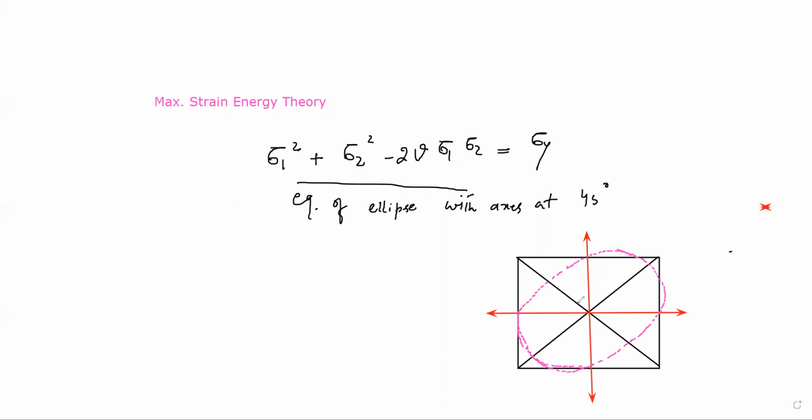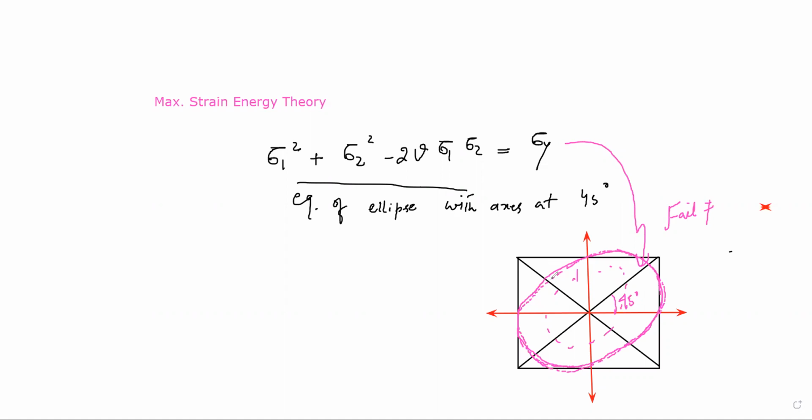Fine. So this ellipse will be like this, with its axis being at 45 degree. Okay, if the points lie within this region, then by the maximum strain energy theory, the machine element is not going to fail. The failure will not happen as long as it's within this ellipse. Same is the case with the distortion energy theory.